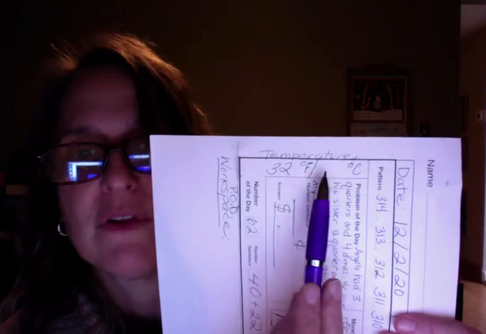Let's take a look at the temperature. The temperature today, right now, when I'm doing this, is 32 degrees. That's freezing. When it's 32 degrees Fahrenheit, that's freezing. And we haven't learned this yet, but 32 degrees Fahrenheit is the same as 0 degrees Celsius. So, fun fact. But we will learn Celsius later. Okay, back to our problem of the day.